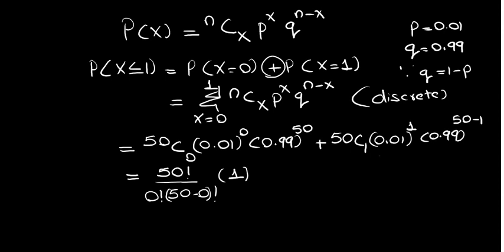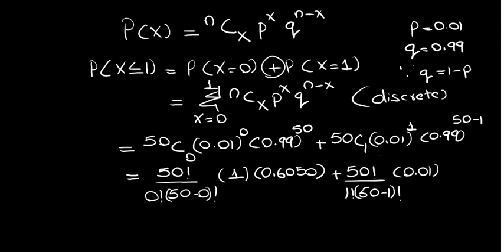You have to find it out. 0.99 the whole power 50 comes to 0.6050, plus 50C1, that is nothing but 50 factorial divided by 1 factorial into 50 minus 1, which is 49 factorial. 0.01 the whole power 1 is 0.01, and 0.99 the whole power 49 is 0.6111. Now you have to solve it.